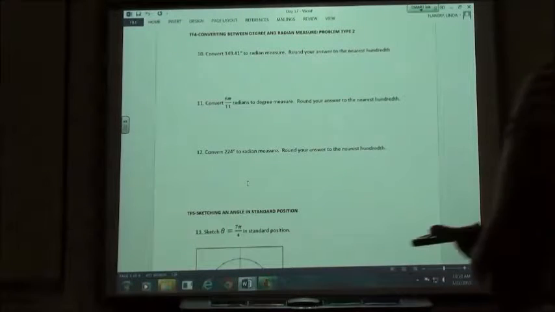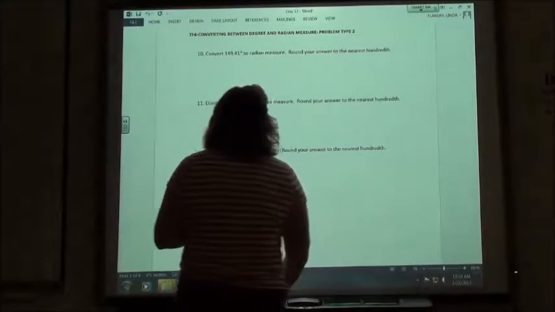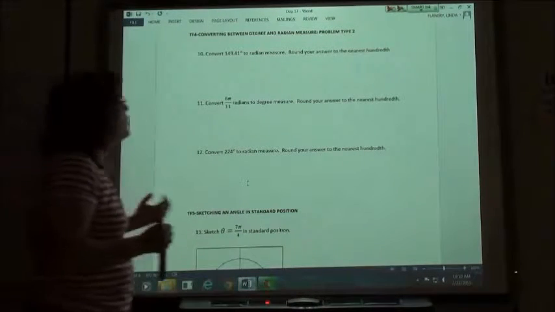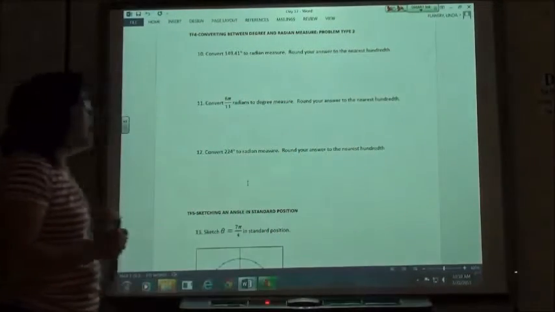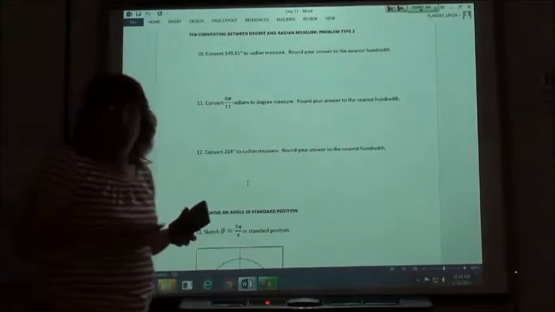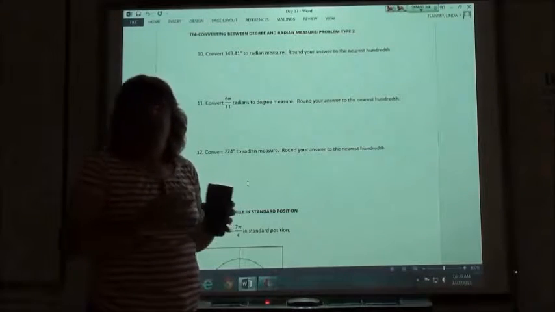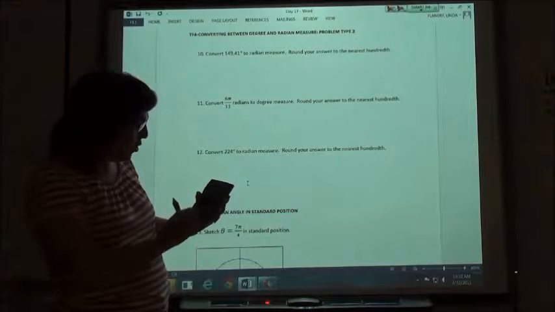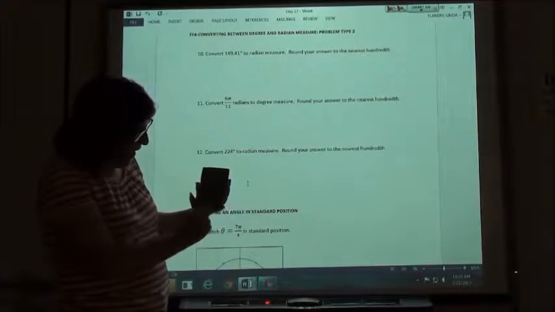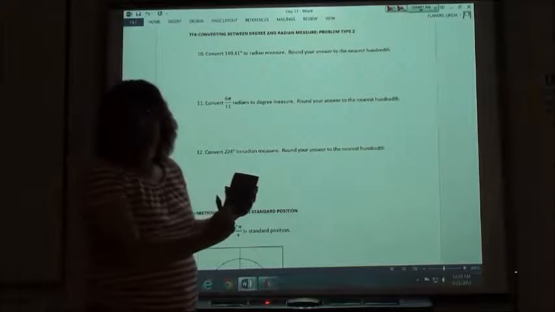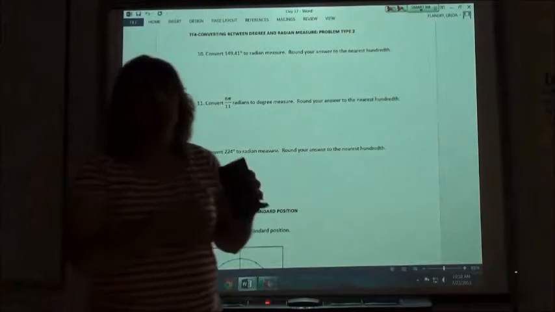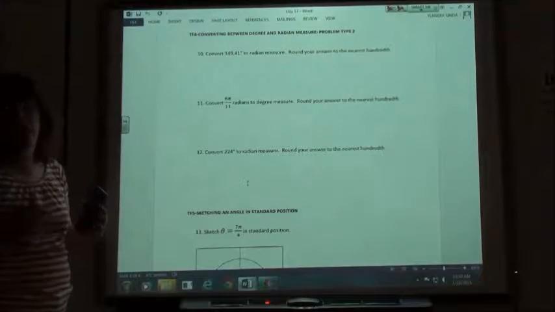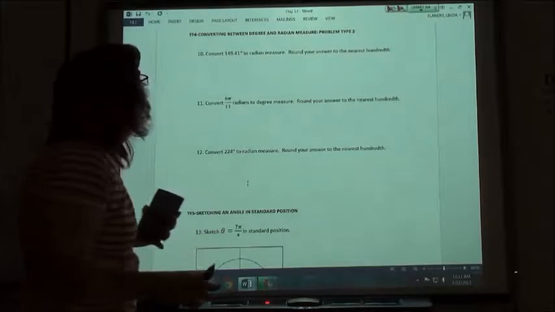Numbers 10, 11, and 12, we're converting again between degrees and radian measures. This is problem type 2, so sometimes a little bit trickier. We are going to round our answers to the nearest hundredth. And so for pi, you could use 3.1415. Because of rounding issues, I recommend that you use the pi on your calculator. On the Casio, you hit shift and the EXP, you can see in yellow, the pi button is above that. And so if you just use the pi on your calculator, you won't have to worry about rounding. Otherwise, you need to carry out pi far enough that you don't end up with rounding issues.